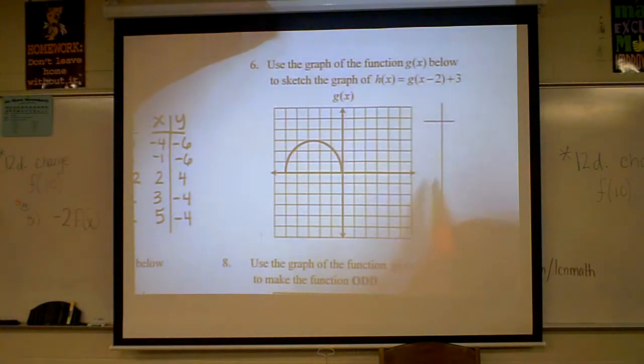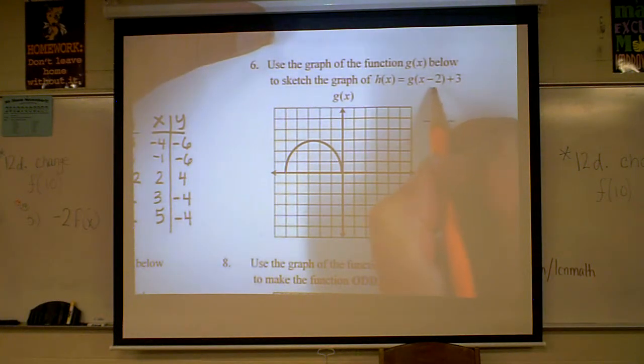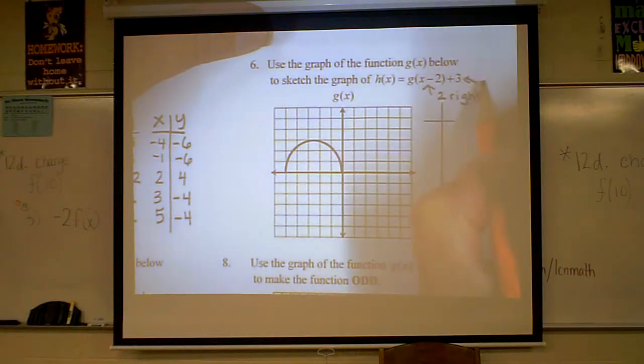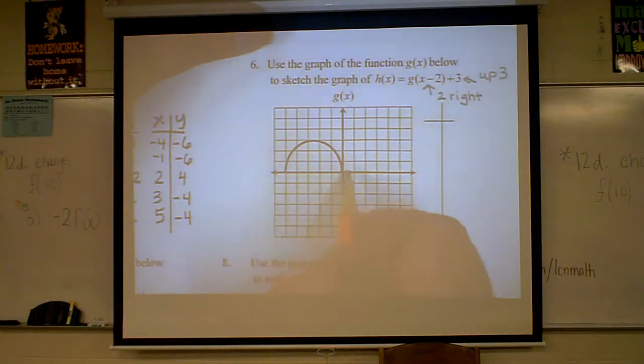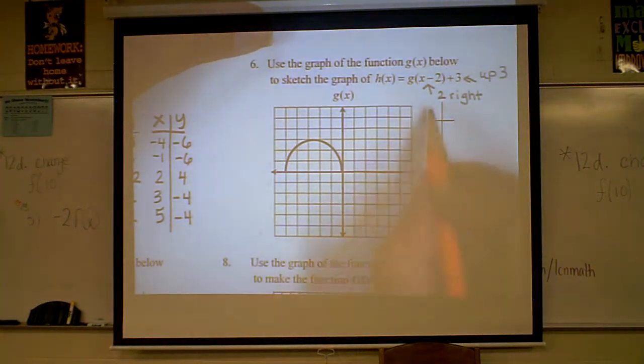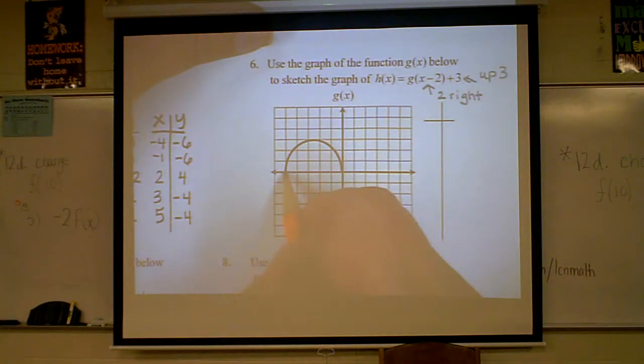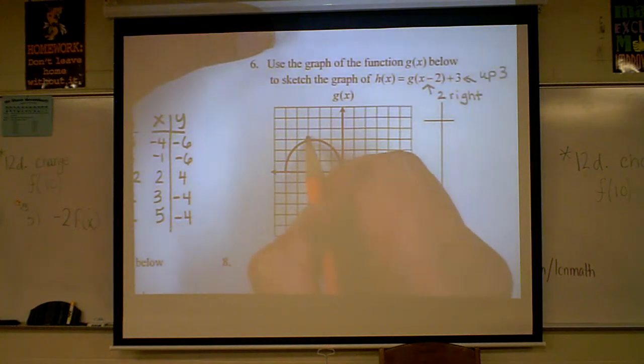This one, what it's telling you right here, is a shift 2 units right and up 3. So simply, all you had to do was use the ordered pairs if you needed this T-chart, or you could have moved each of these ordered pairs, knowing you're going to get the same shape, 2 units to the right and up 1, 2, 3.